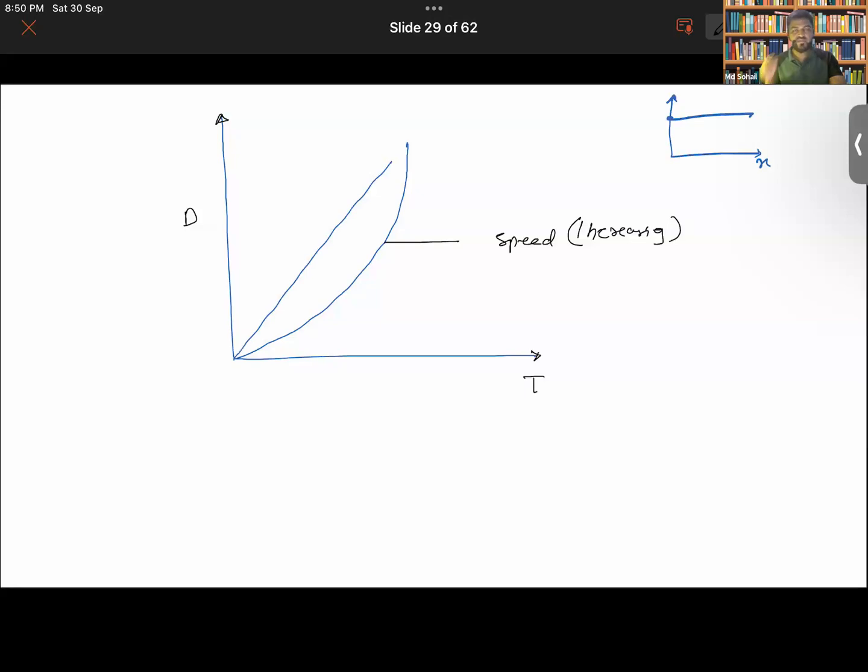In mathematics, you will learn that the line drawn in the graph between the two axes is called a slope. So all the slopes, whether this slope or this slope or this slope, all of them represent the speed whenever you plot a graph between distance and time, because speed is equal to distance upon time.